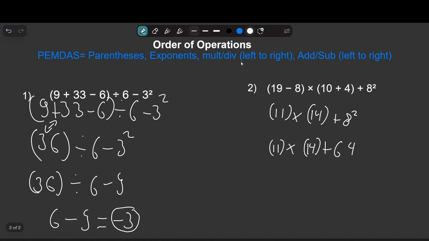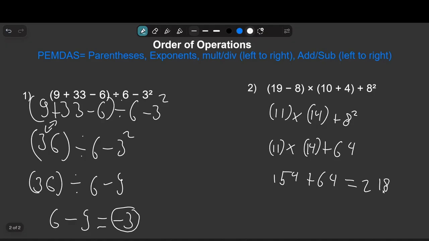Now we get multiplication and division. Let's see if we have that. Yes, we have multiplication. So the next step will be 11 times 14. Now 11 times 14 equals 154. Yeah, 154. Now we have done that, we can just write our 64 next to it, and this will be our final step. We have 154 plus 64. This will equal 218.